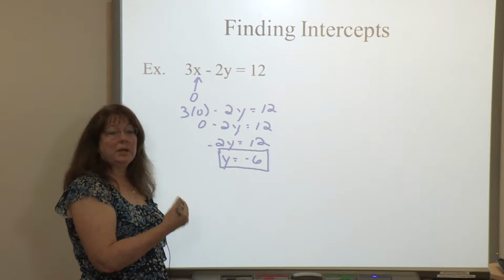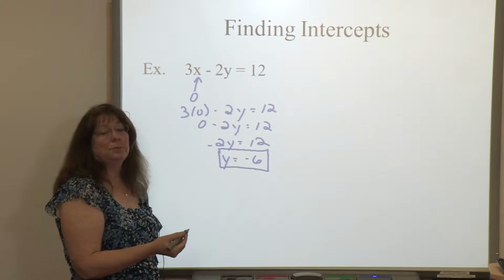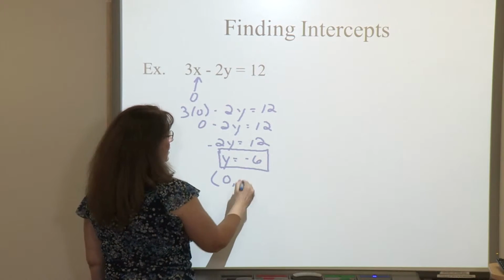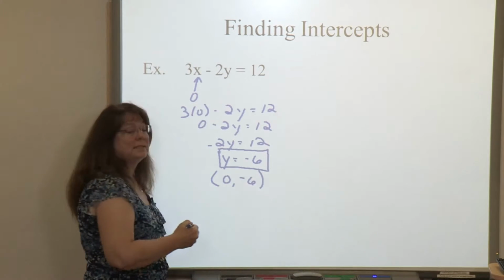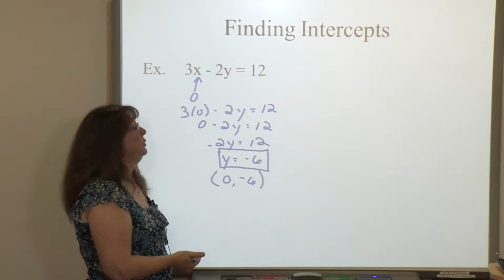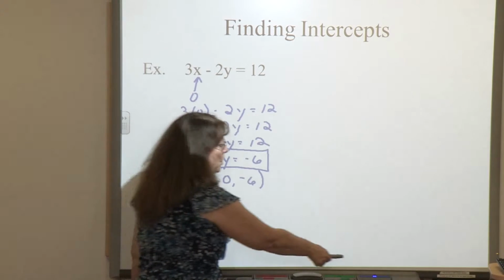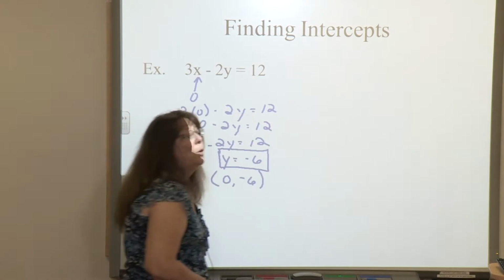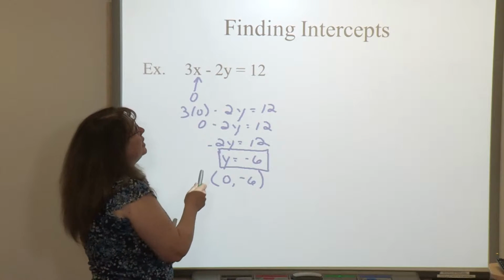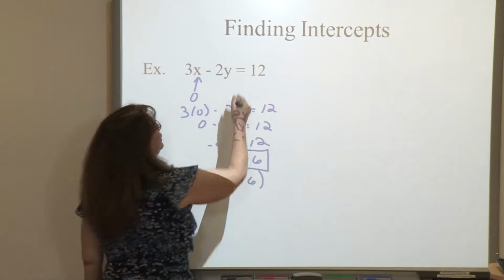Sometimes you'll see it written as y = -6, and sometimes you'll see it written as an ordered pair. x was 0, y is -6, and that means when I go to put it on my graph, that's the ordered pair I'll be using. If you want to go ahead and find the other intercept, where it's going to cross the x-axis, you'll do the same thing, but this time you're going to go ahead and plug in 0 for y.